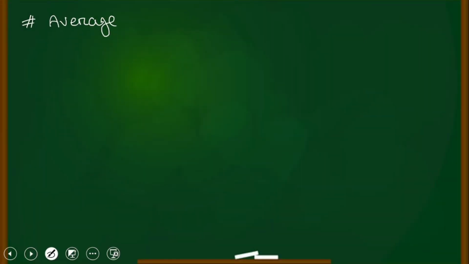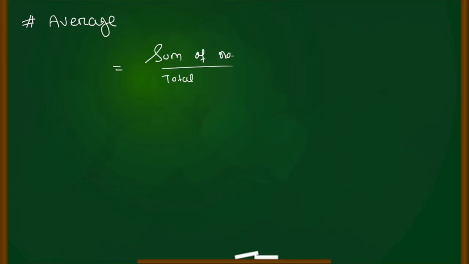Now the next concept is average. What is average? Remember, average means the sum of the observations, or sum of the numbers, divided by the total number. Suppose the question asks: find the average of 2 by 3, 5 by 6, 1 by 5. How to find it? First we write down the average.